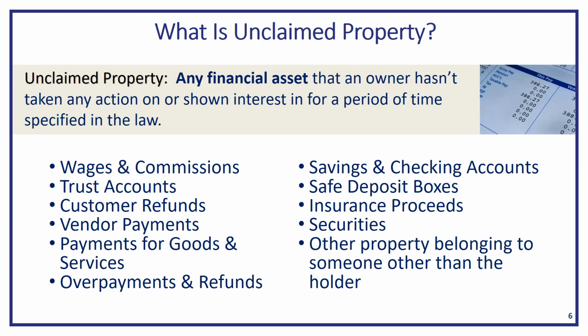Unclaimed property is any financial asset that has remained inactive by the owner for a period of time specified in the law. This slide displays a variety of types of assets that can become unclaimed property. So things like payroll-related property, customer refunds, overpayments, even the contents of safe deposit boxes, all of that can be considered unclaimed and therefore reportable if they are dormant or inactive for that period of time that is specified in the law. The most common types of unclaimed property that the controller's office receives are refunds, dividends, and miscellaneous checks. The checks can include things like uncashed vendor payments, uncashed paychecks, and so forth.